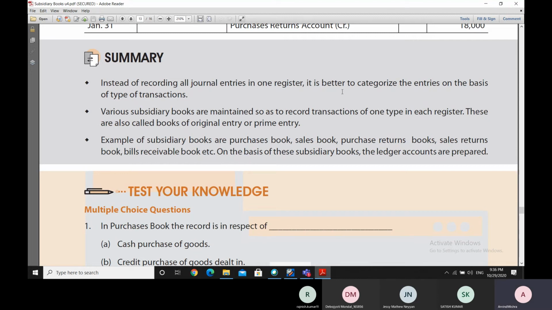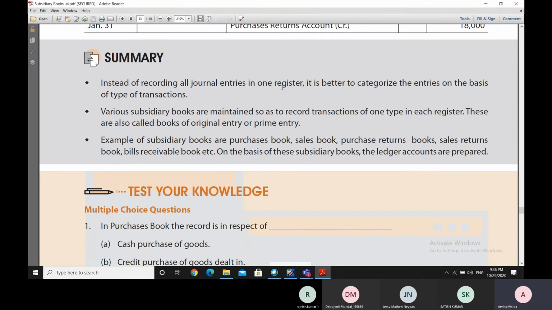So categorization always helps to understand how much is the purchase return in comparison to total purchases, how much is the sales return in comparison to total sales. So when these transactions of purchase, sale, credit purchase and credit sale, or purchase return and sales return become frequent, then we resort to entering them into the register. Similarly for the bills receivable and bills payable.